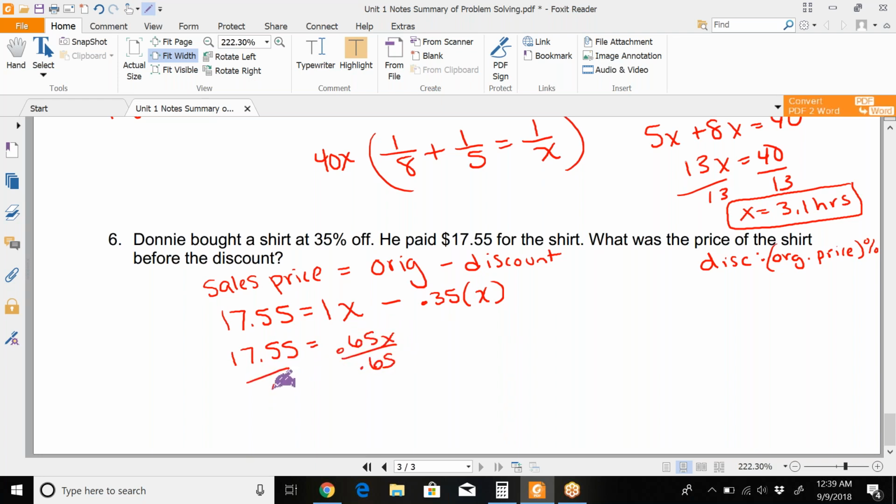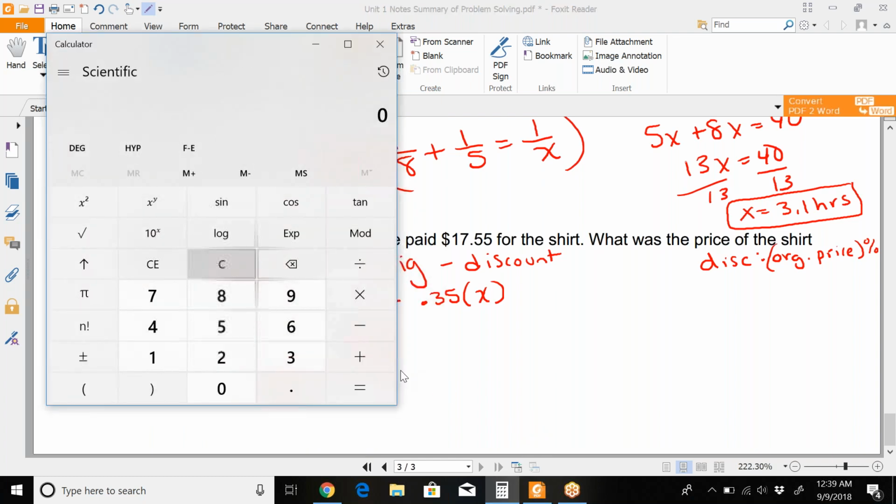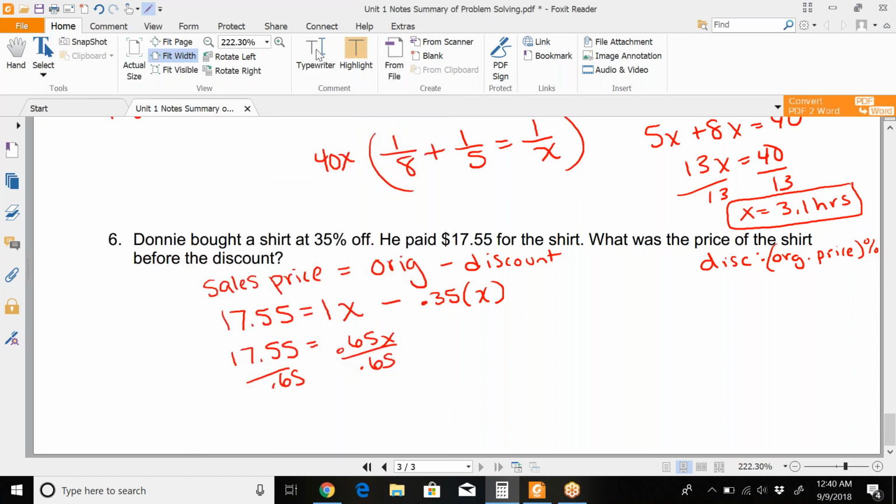And if we divide by 0.65, in other words, we're figuring out if he got 35% off, then we're thinking of it as he only paid 65% of the original. So 17.55 divided by 0.65, the original shirt cost $27. So 27 was the original price.